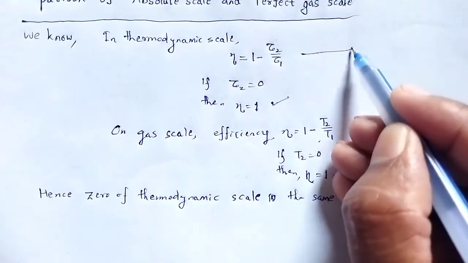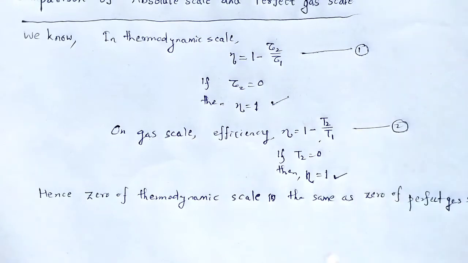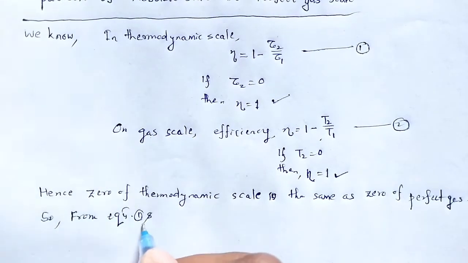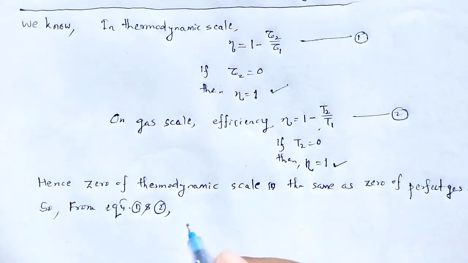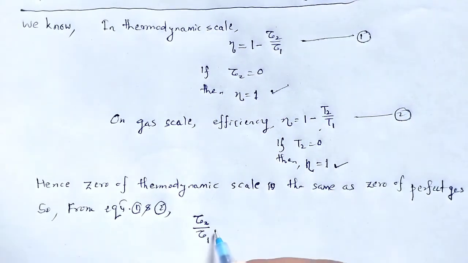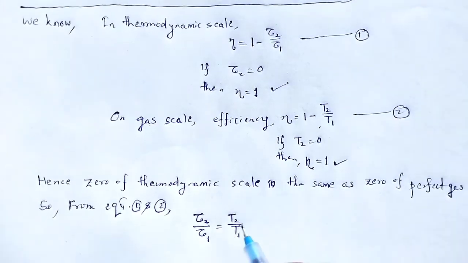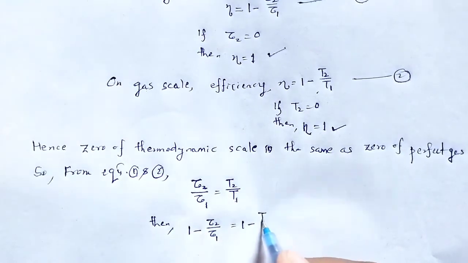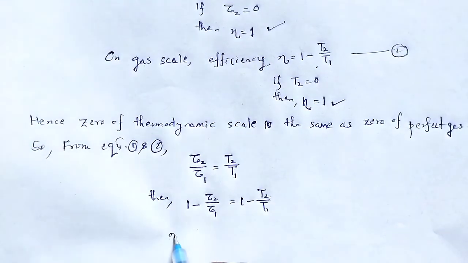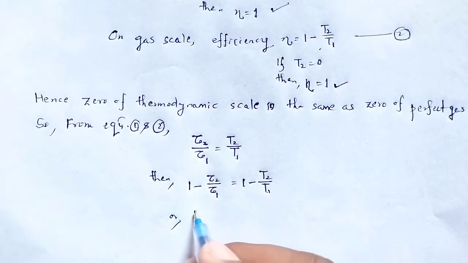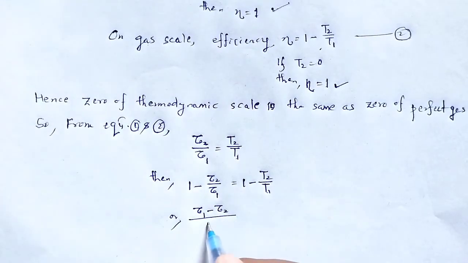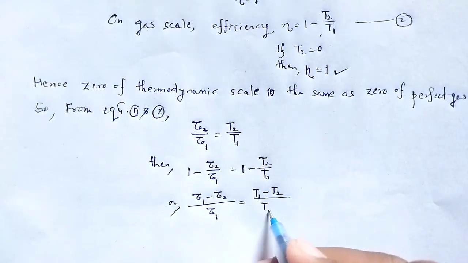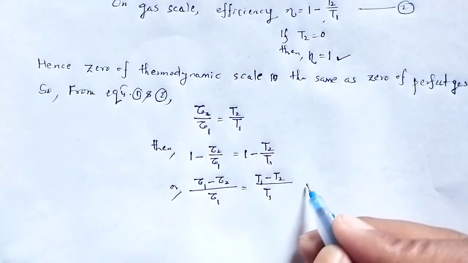So that is equation 1, that is equation 2. So from equation 1 and 2, tau 2 by tau 1 is equal to T2 by T1, then 1 minus tau 2 by tau 1 is equal to 1 minus T2 by T1, or tau 1 minus tau 2 divided by tau 1 is equal to T1 minus T2 divided by T1. That is equation number 3.